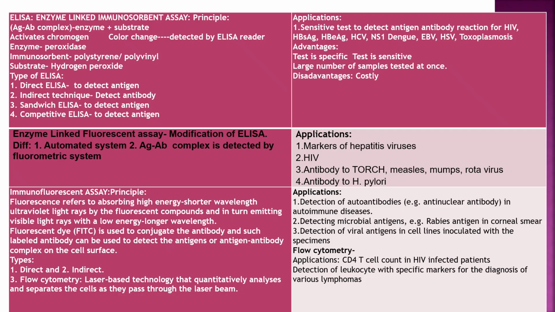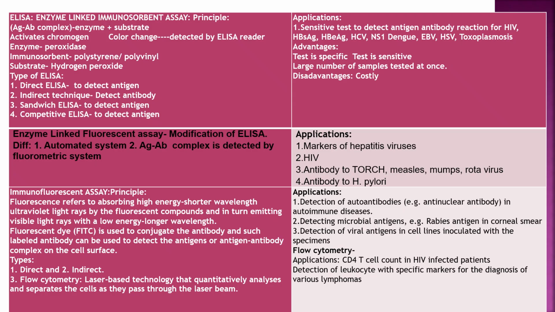Newer techniques. The first one is the ELISA, enzyme linked immunosorbent assay. The principle: the antigen antibody complex is attached with the enzyme, plus substrate activates the chromogen, and then there is a color change that is detected by an ELISA reader. The enzyme is peroxidase, the immunosorbent is polystyrene or polyvinyl material, and the substrate is hydrogen peroxide.